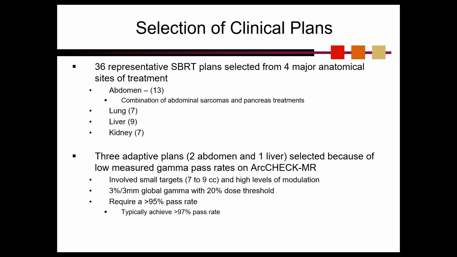So I want to explicitly mention that 3 of the plans we selected as part of our measurement gauntlet were specifically chosen because the ArcCHECK-MR measurements involved gamma pass rates less than 97%. It's worth noting that all 3 of these plans involving the lower gamma pass rates on ArcCHECK were adapted treatment plans, which involve small targets and high levels of modulation.